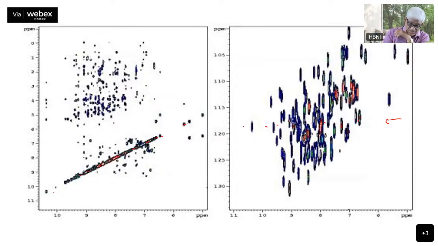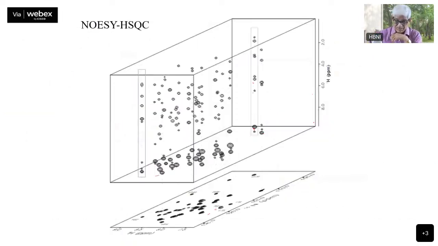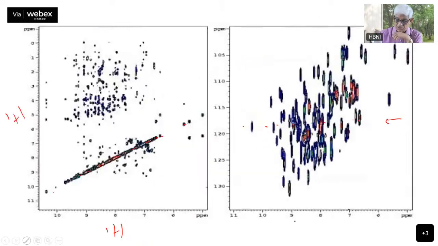Now you see here, this is also a proton, this is also a proton. We have taken a particular plane from the three-dimensional box. The three-dimensional box was here. So along this axis we have the nitrogen, here I have the proton, here I have the proton, here I have the nitrogen 15. So I take a particular plane through this, and that is what is shown here.